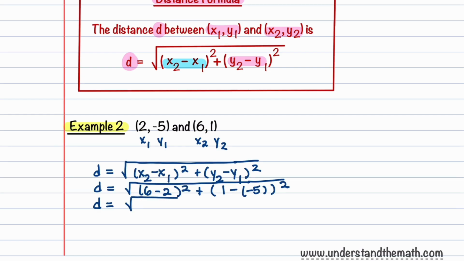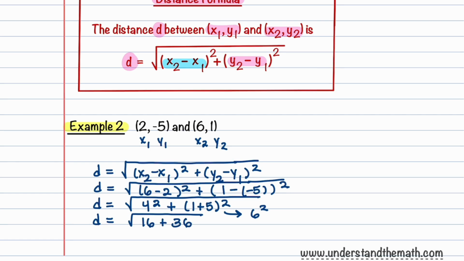Now we go ahead and simplify what's inside. We have 6 minus 2, which is 4 squared. And then we have 1 minus a negative 5, which is 1 plus 5 squared. And this gives us d is the square root of 4 squared, which is 16, plus this number is 6 squared, which is 36. 16 plus 36 is 52, so the distance between our 2 points is the square root of 52.